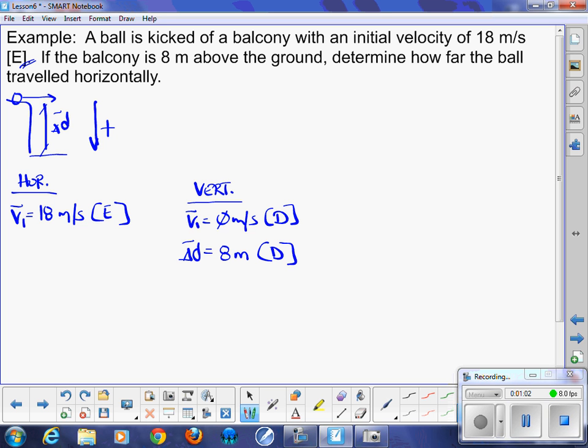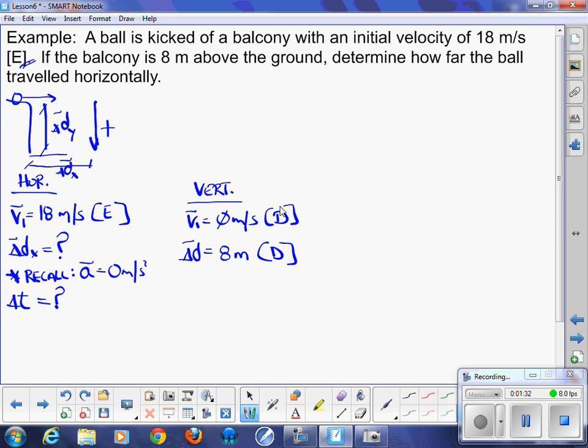Determine how far the ball traveled horizontally. So we are looking for our horizontal delta D, and I put an X component there. That helps distinguish between the two. So I'm looking for delta D, and I'll put the subscript X. That's the unknown. Now horizontally, because acceleration is 0, and you don't need to write this in, but recall, or maybe you do for the note, acceleration is equal to 0 meters per second squared. So therefore, we only have one formula to work with here.